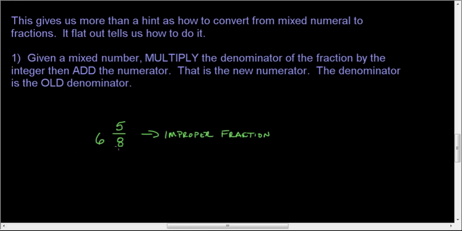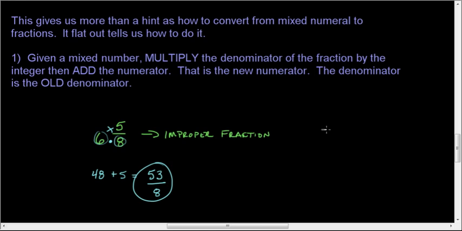Now we're going to multiply the denominator and the integer. It'll give us 48, and then we're going to add the numerator in for a total of 53. That goes over the old divisor, or denominator. And there is 6 and 5/8 as an improper fraction. It's that simple. It really is. It just takes practice.